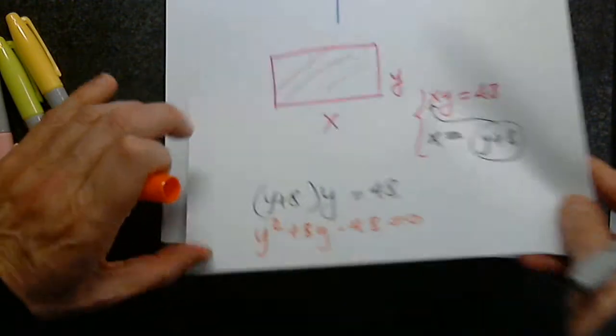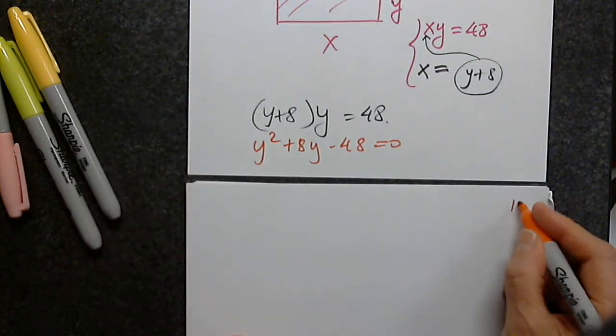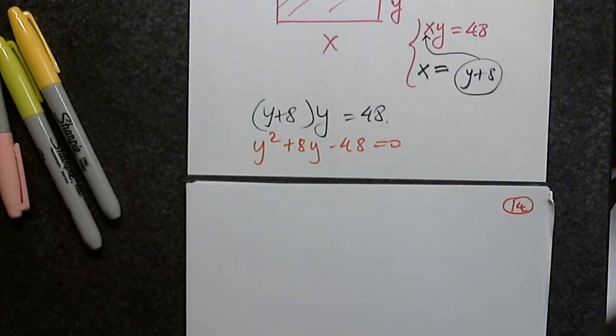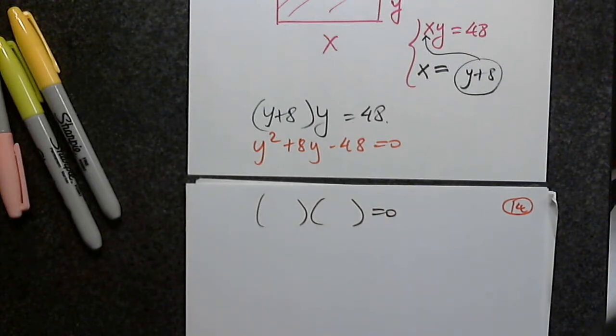Good. We have 4 methods. Will I complete the square? The answer is never. Will I take the square root? I can't. It's not set up for that. So I have 2 options again, either factor or quadratic formula. So what do I do? Okay. If it takes more than 30 seconds, don't waste your time.